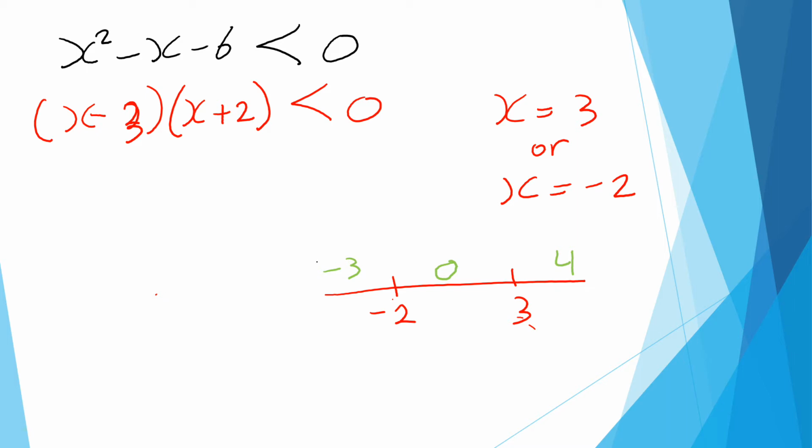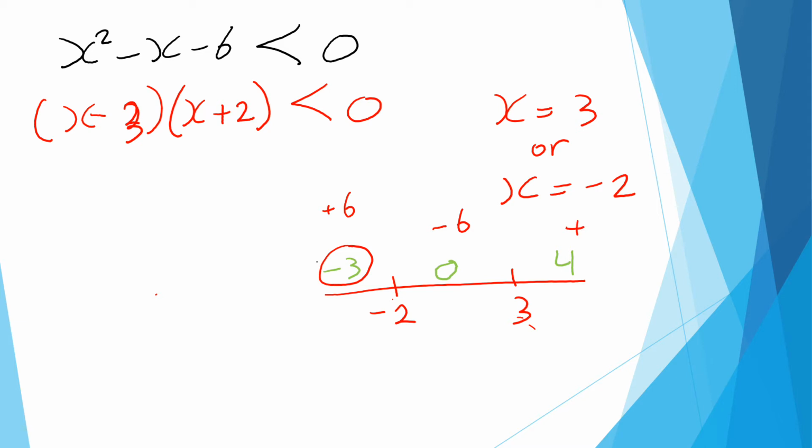We've got 9 minus negative 3, so plus 9 plus 3 minus 6. Obviously, it's a positive number, and a positive number is not less than 0. So if you substitute negative 3, you get positive 6. If you substitute 0, you get negative 6. And if you substitute 4, you get 16 minus 4 minus 6, and you've got positive as well.